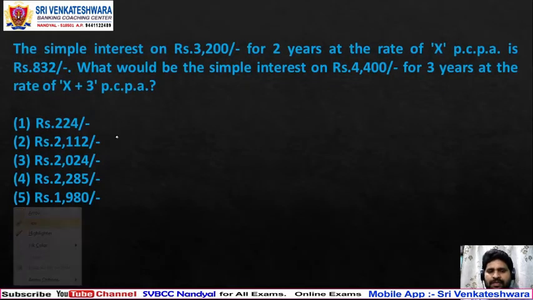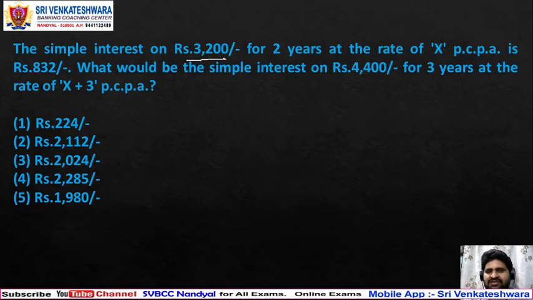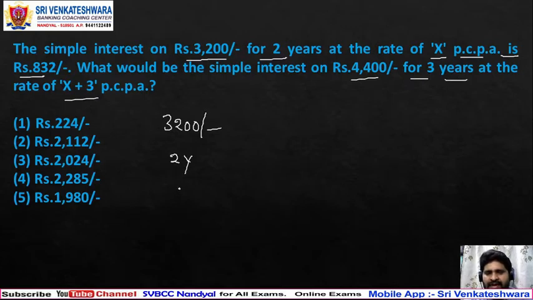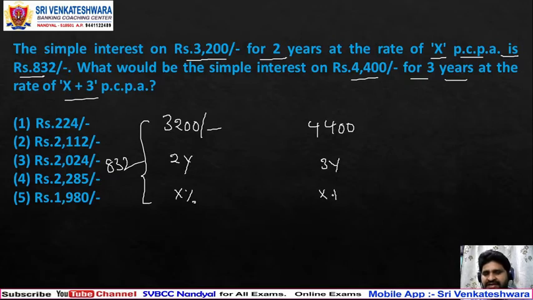Now look at the next point. The simple interest on 3200 for 2 years at a rate of x% per annum is 832 rupees. Now what would it be on 4400 for 3 years at a rate of x plus 3% per annum? On 3200 for 2 years at a rate of x% per annum, I am getting an interest of 832 rupees. Now what will I get on 4400 for 3 years? Now the rate of interest is x plus 3%.